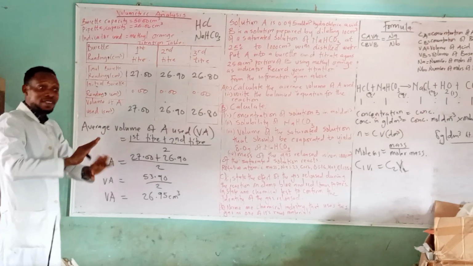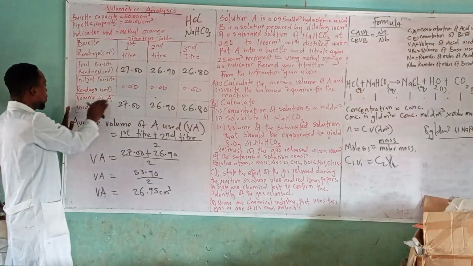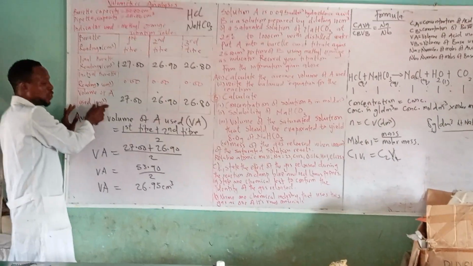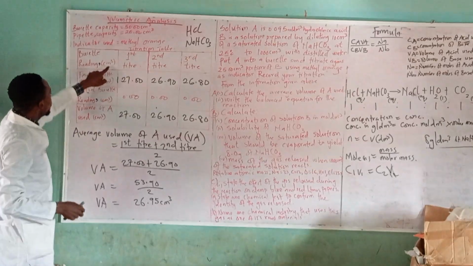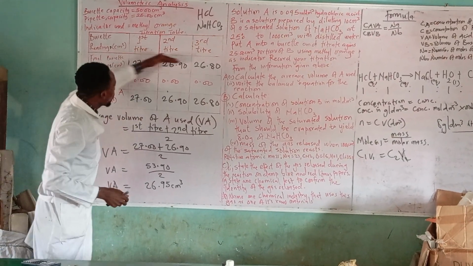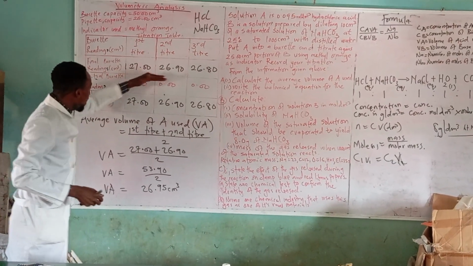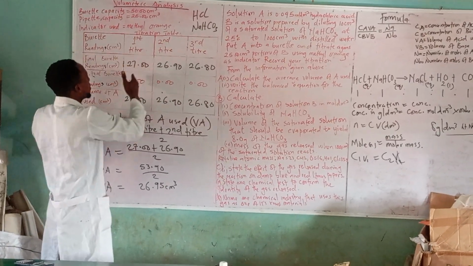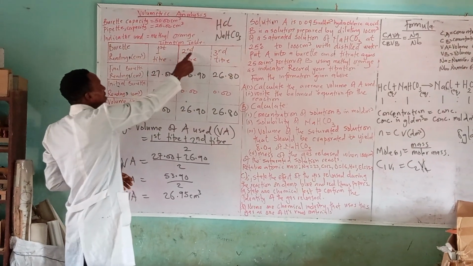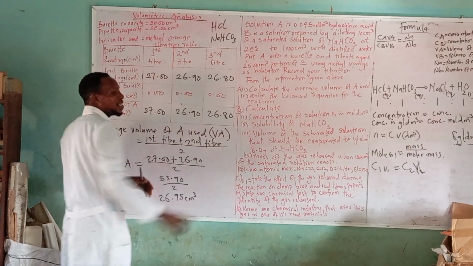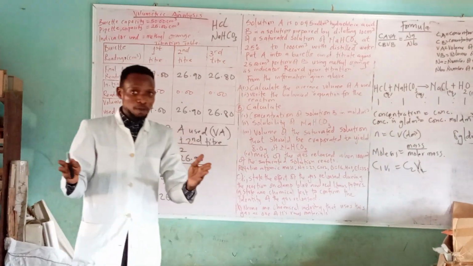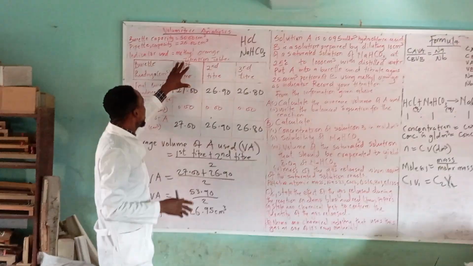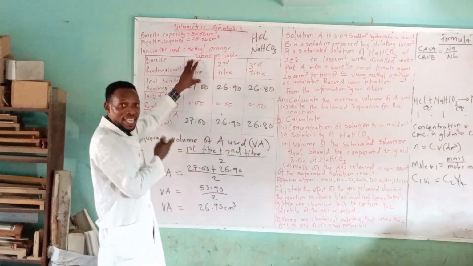But now let's assume it is A. So you write volume of A used. You put your unit, cm cube. The cm cube here cuts across all this line. The same thing here, the same thing here. Now, coming to this part, you write your first titer, second titer, third titer. The question is, why don't you put rough? Normally, we commonly put rough titer here.